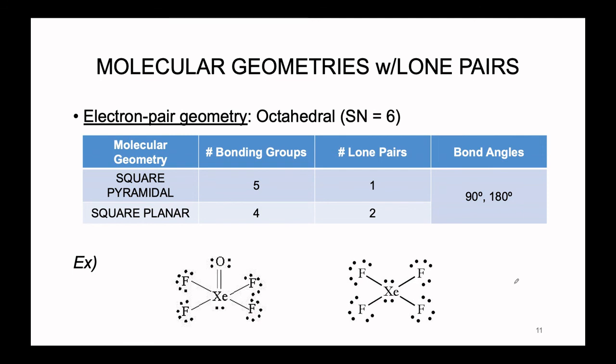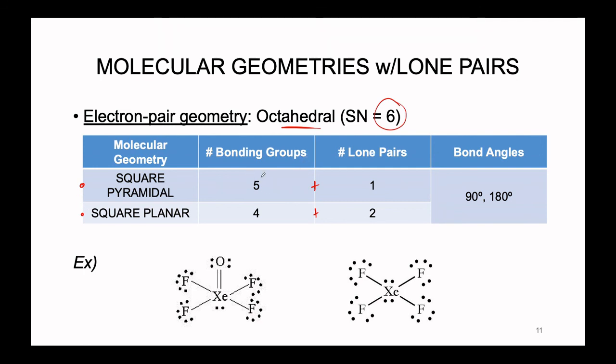Our last electron pair geometry umbrella to discuss is that of the octahedral geometry, where we have a steric number of 6. The breakdown that we have here, the configurations that we can make between our number of bonding groups and numbers of lone pairs, experimentally we actually find that there are commonly only 2 subsets or 2 molecular geometries underneath the octahedral umbrella. The first is known as square pyramidal, and the second is square planar.